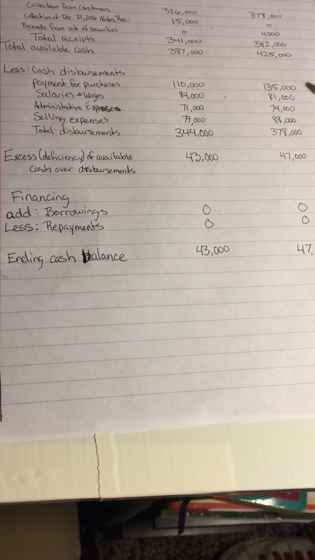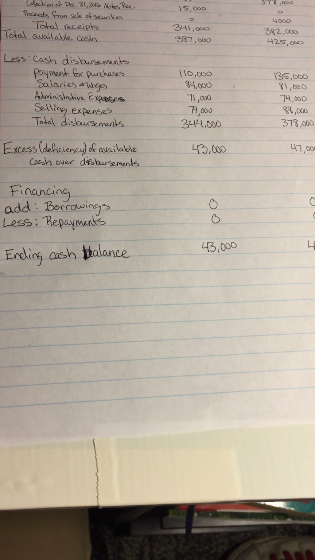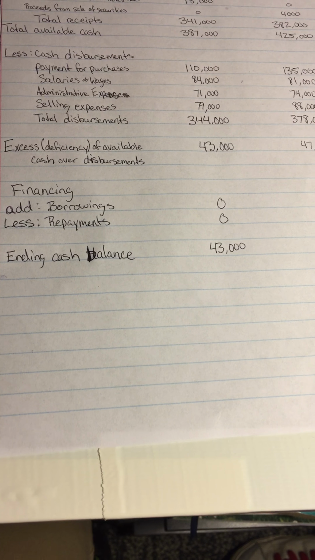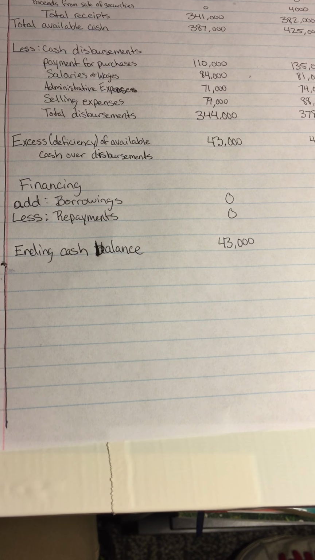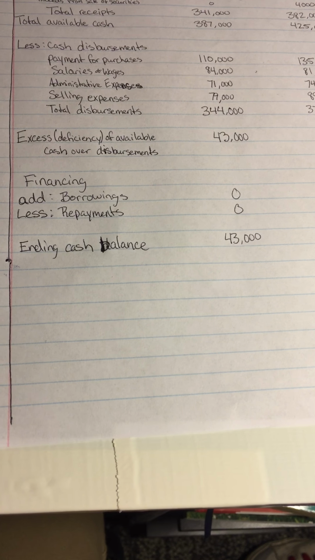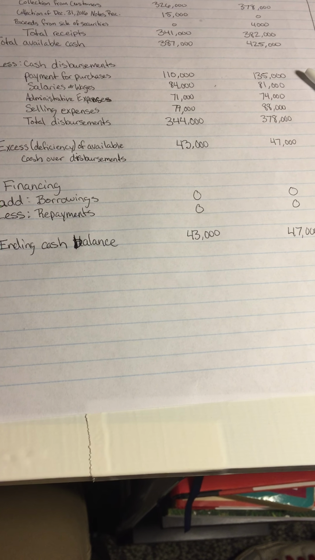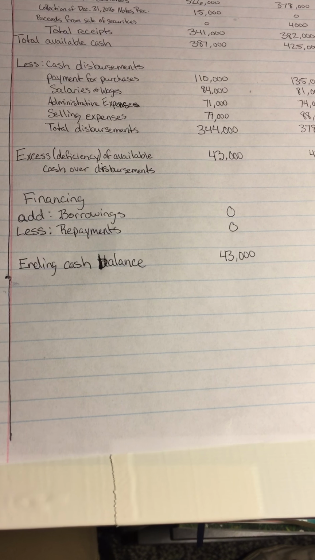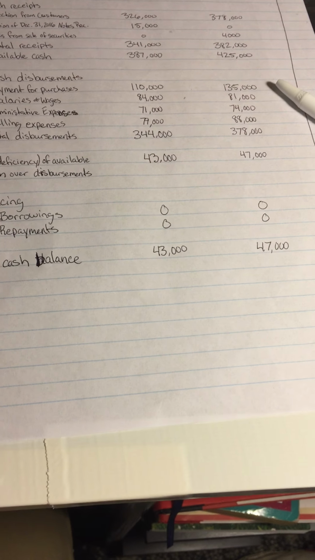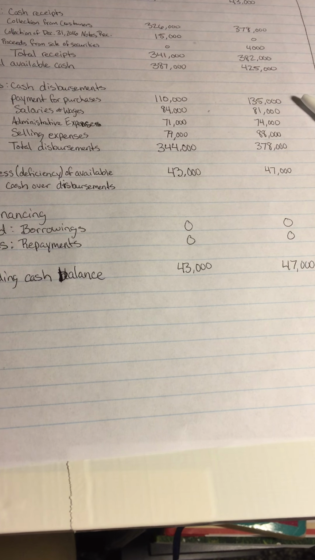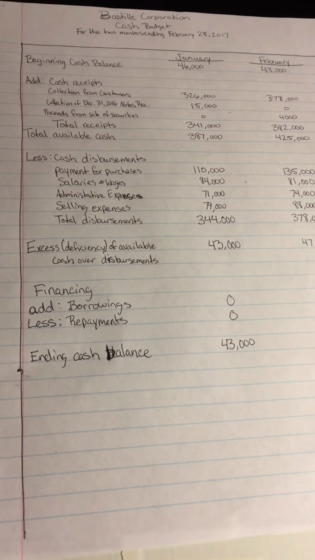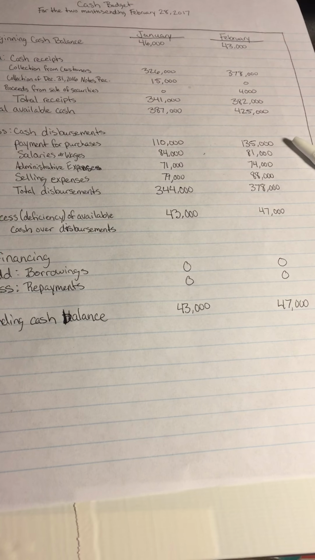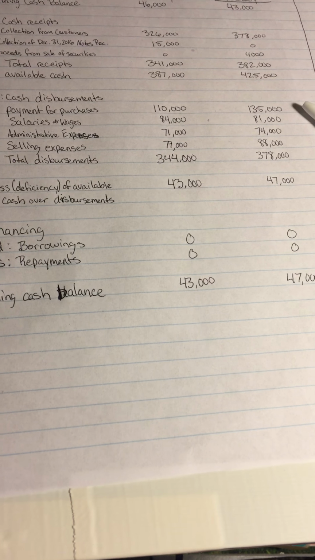But what you'd normally do under financing is add the borrowings, subtract repayments from anything that you borrowed, and you usually add the interest from that as well. This one we didn't borrow anything, so we don't have to repay anything. And the ending cash balance is simply the excess of available cash over disbursements if you've met your budget. There's a video, I think, in the required studies for Wiley Plus that shows what to do if there is financing. It's not that hard.